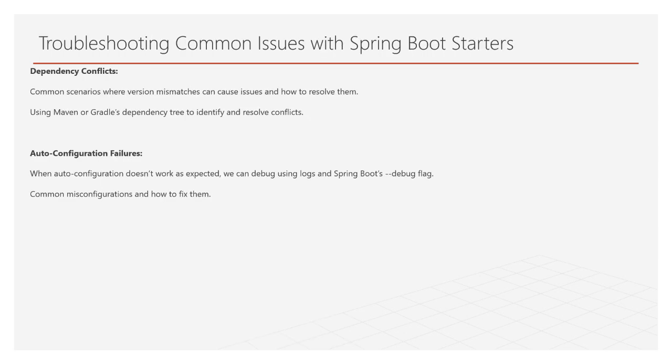Now, how to troubleshoot is basically you have to check for dependency conflicts. So what you have to do is check for version mismatch, what is the cause of it, and how we can resolve it, right? So check the Maven or Gradle dependency tree, identify the conflict, and then we can resolve it. We could also have auto configuration failures. Let's say your auto configuration is not working. So what we can do is make use of the debug tool using the logs, or you can enable Spring Boot debug using the --debug flag, right? So we can identify what the misconfigurations are and then we can fix them.